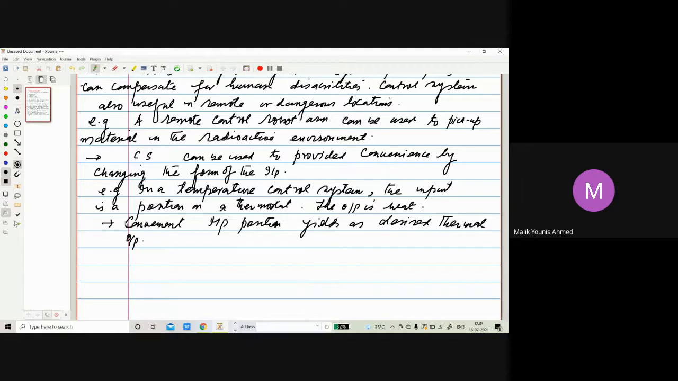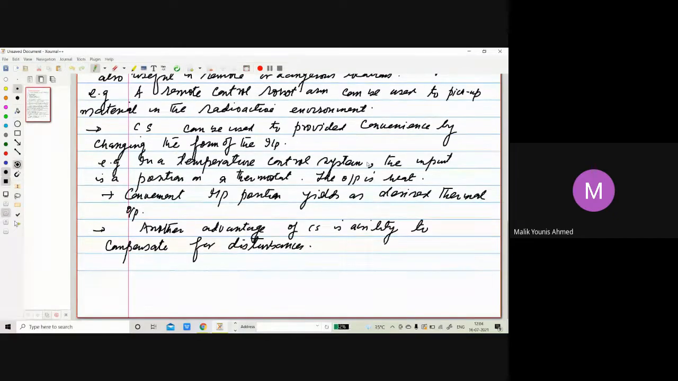So another advantage of control system is the ability to compensate for disturbances. For example, there will be a disturbance, and it will compensate for it. Now, typically, we control variables such as temperature in thermal systems.